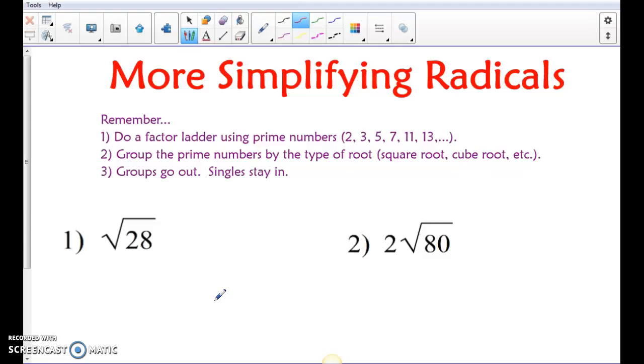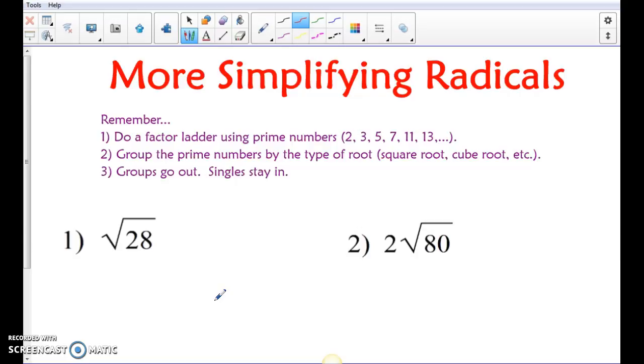The first thing we're going to do is use a factor ladder using prime numbers. So if you remember, prime numbers are numbers that can only be divided by themselves and the number 1. Then we're going to group those prime numbers by the type of root we're simplifying. So if it's a square root, like these two examples are, that means we're looking for groups of 2. If the index were a 3, like a cube root, we'd be looking for groups of 3 that are the same. So that'll probably make more sense in a minute.